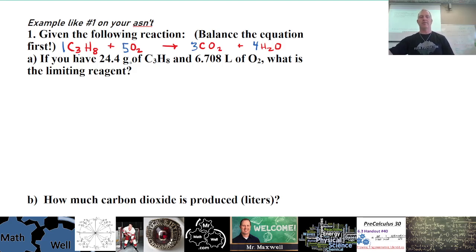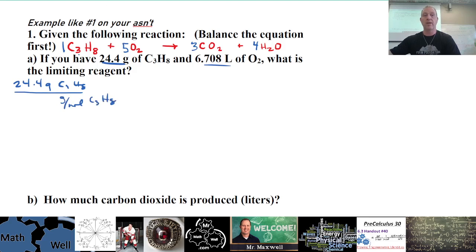So if we have 24.4 grams of C3H8, and 6.708 liters of O2, what's the limiting reagent? Okay, so this is how you do this. First of all, always in stoichiometry, remember the first rule is convert to moles. So convert everything to moles. So 24.4 grams of C3H8, how do I convert that to moles? I divide by grams per mole of C3H8. How do I find grams per mole?